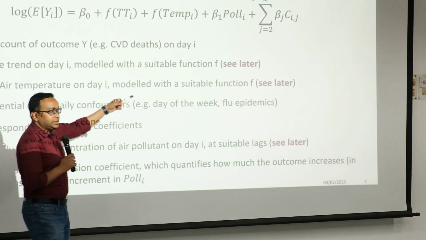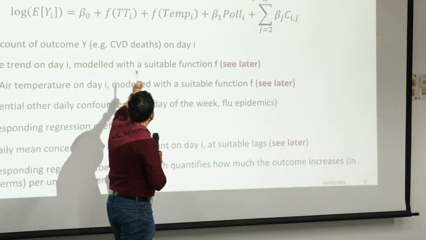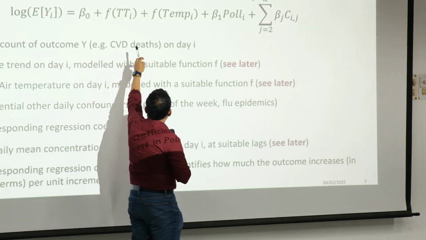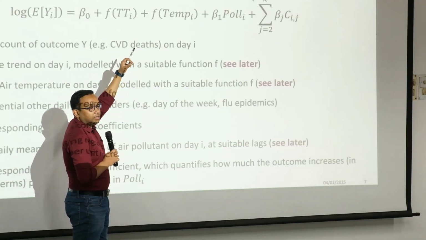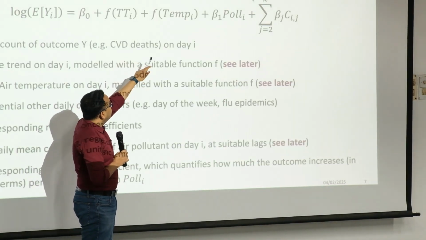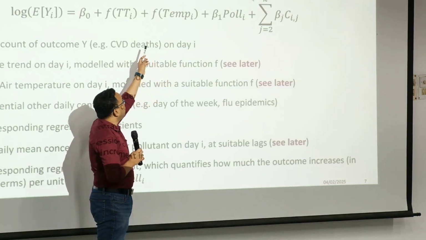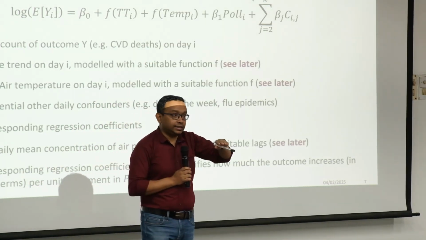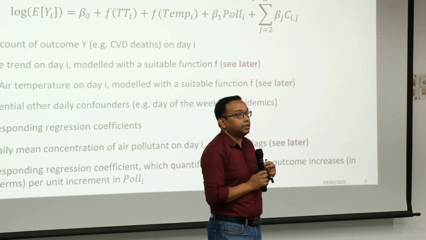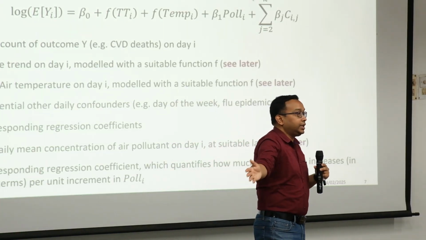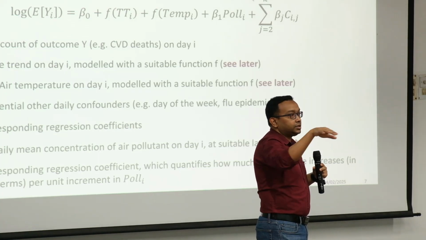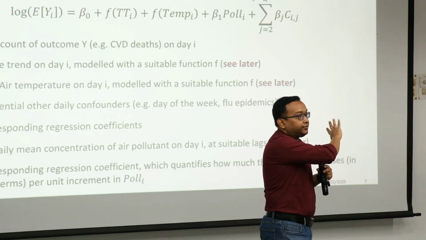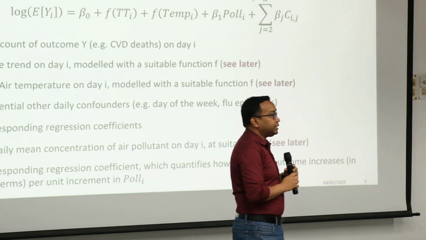So the way it is set up is like a standard regression, right? So standard regression, and this is the Poisson form, so the log of counts. Beta naught is the intercept. F of time is a way to model the long-term trends. Temperature is one of the confounders. Why do we have an F of temperature is because the way temperature affects deaths is in a nonlinear fashion. Because if you have very cold temperatures or very high temperatures, you will have more deaths. In the middle, it's more or less flat. So to model that nonlinearity, we have put it as an F. So we don't know the shape yet.